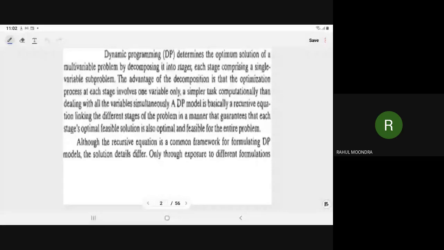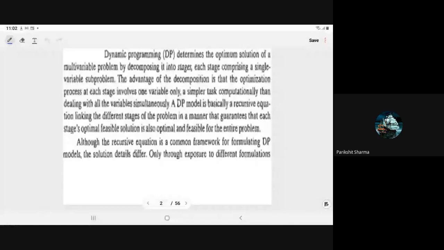In all recursive methods, we always have some link with which all the recursions, all the iterations are linked. So here we assume that there is one equation, right? We call it a recursive equation, linking the different stages of the problem in a manner that guarantees each stage's optimal feasible solution is also optimal and feasible for the entire problem.